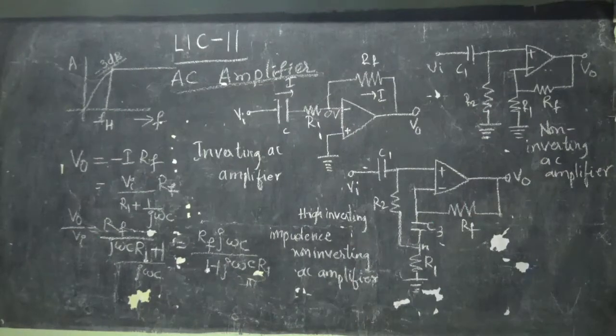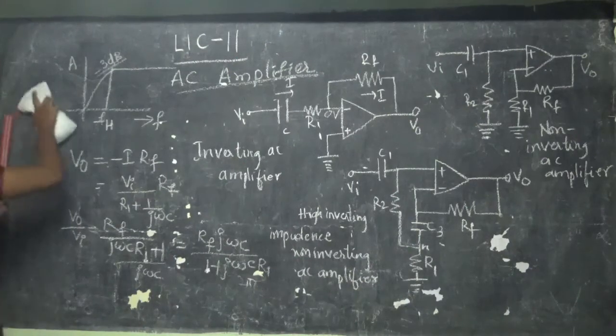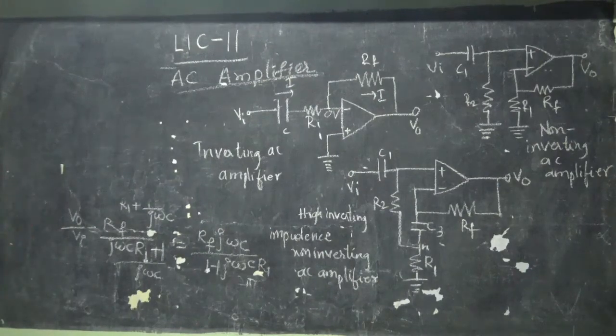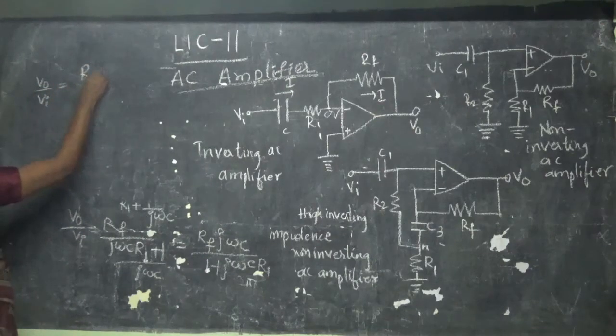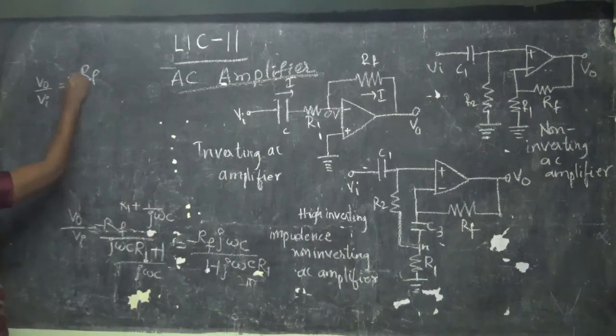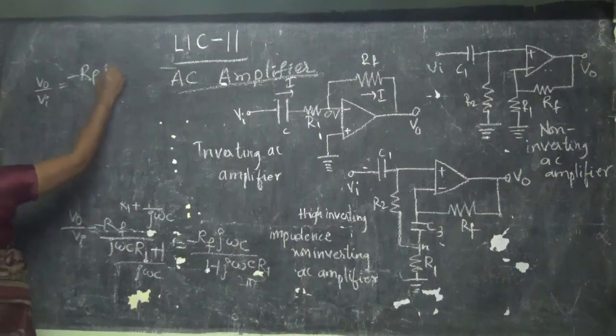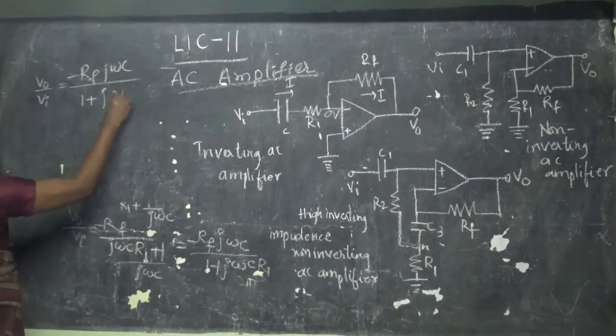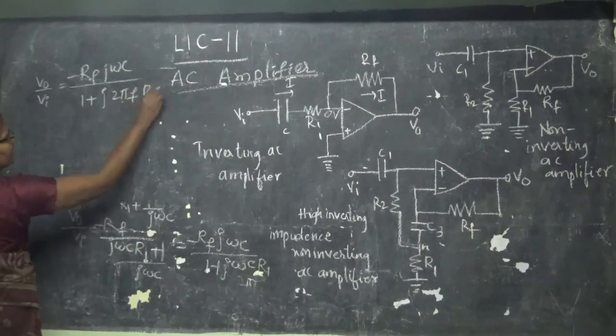Now, omega can be written as 2 pi f. So my gain V0 by Vi is equal to RF, and the minus is there. So you have to keep the minus also. Minus RF into j omega C divided by 1 plus j into 2 pi f R1C.